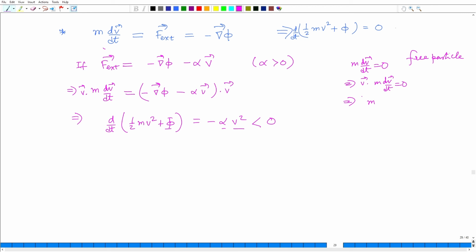Okay. Then we say half mv square is constant in time. That quantity is nothing but d/dt of half mv square. Now, if you have this case where you have two forces, minus grad phi and minus alpha v, this is the conservative one, and this is the dissipative. Then again you can make a situation where this dv/dt is equal to 0.